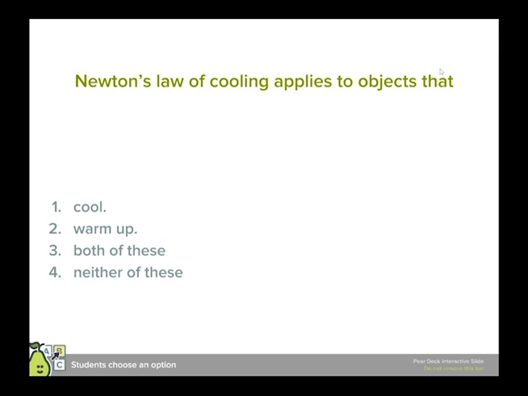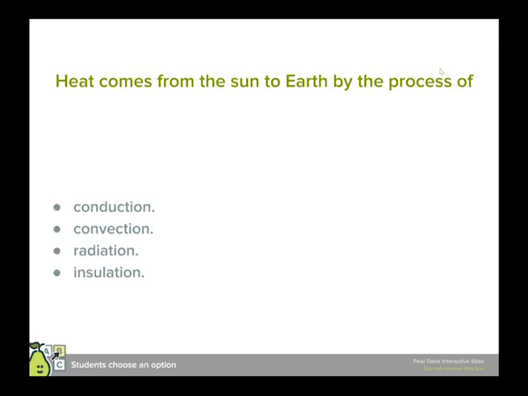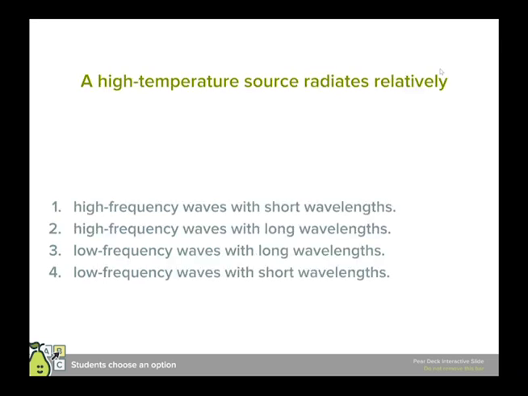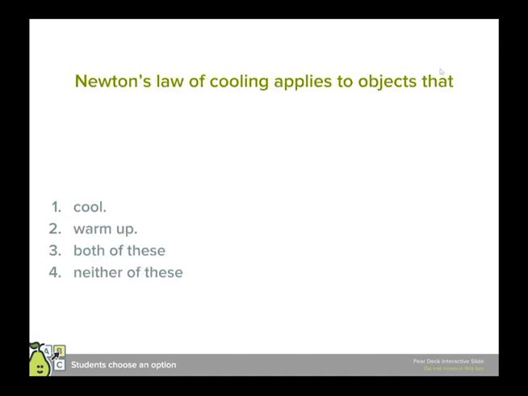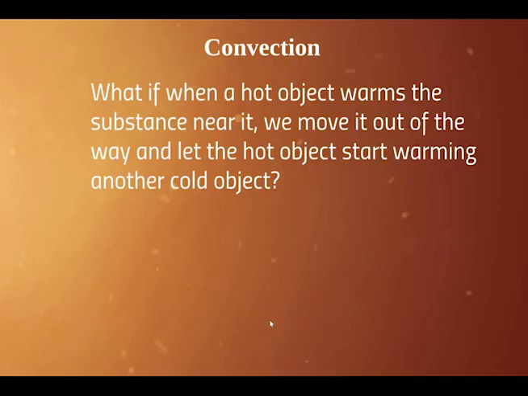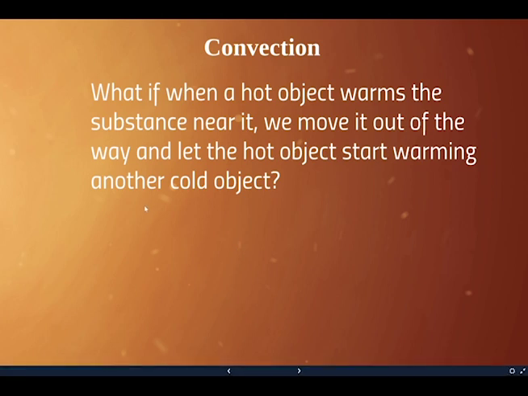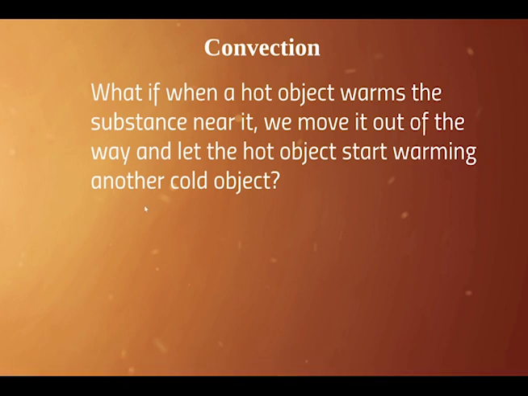All right, so let's go to the back of this quiz now. Heat comes to the sun by a process of radiation. A high temperature source radiates relatively high frequency waves with short wavelengths. Number 1. Newton's law of cooling applies to objects that, well, both of these, warm up and cool down. So number 3. Okay, now let's go into the lesson.